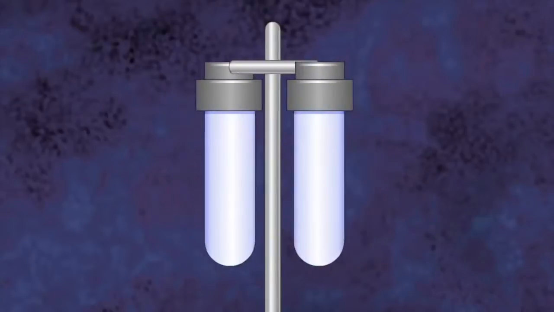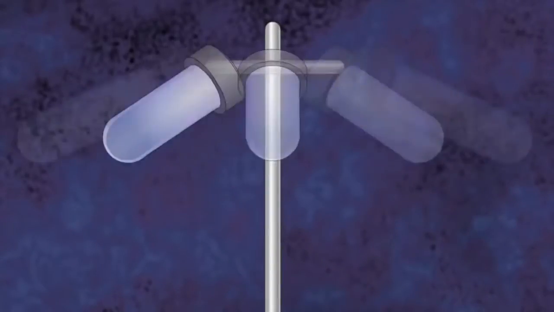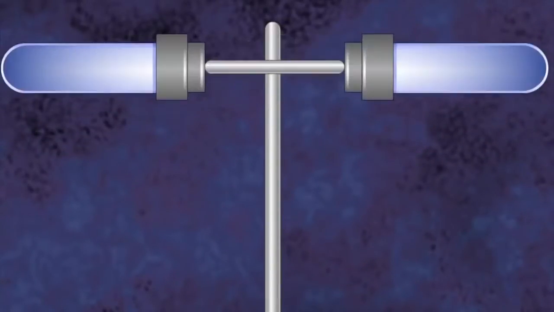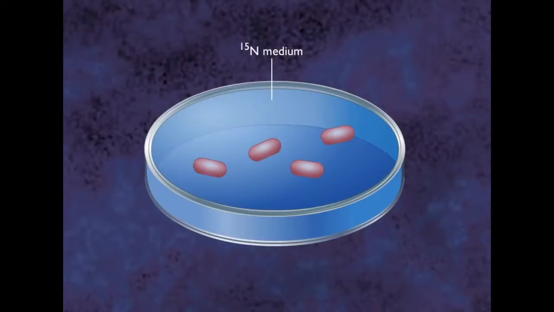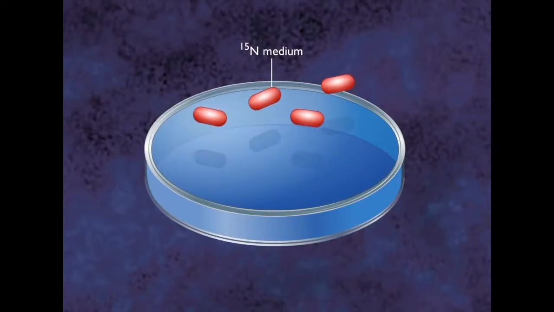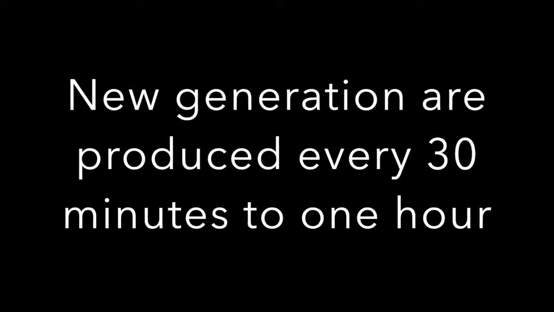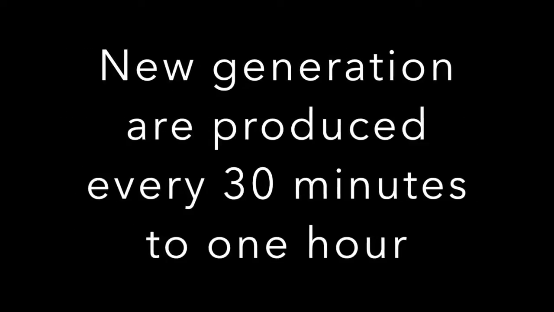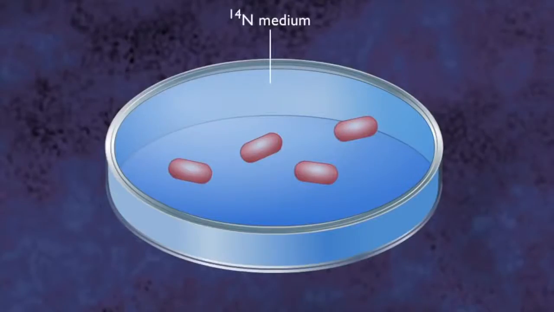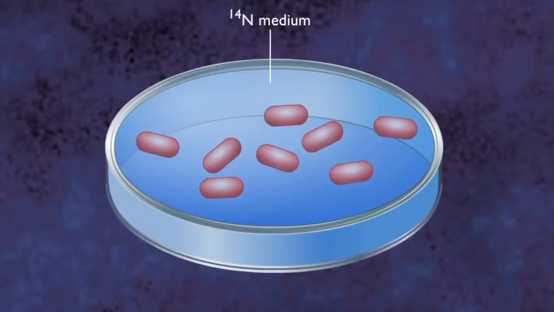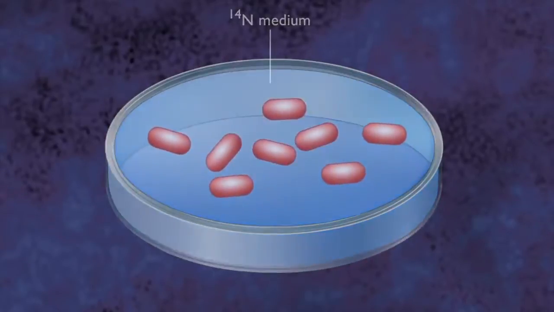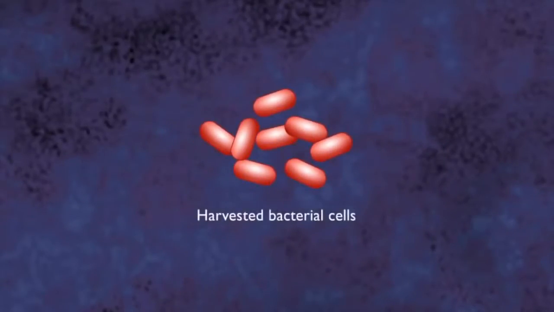This was established via centrifugation, which produced a band of DNA in a specific region of the vessel. They then removed some of the E. coli and cultured them in a medium containing N14. Depending on the environmental conditions, E. coli reproduces a new generation every 30 minutes to 1 hour. Meselson and Stahl removed samples from the medium at specific intervals and repeated the process of centrifugation.